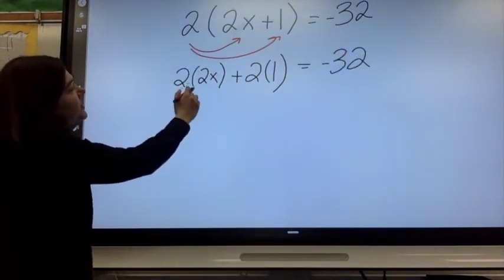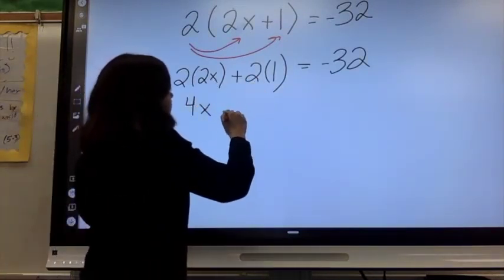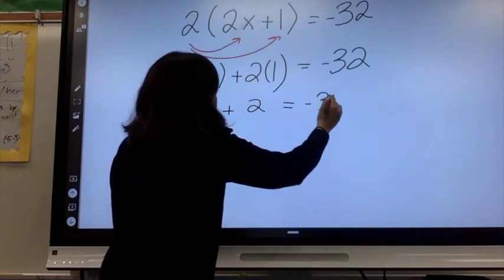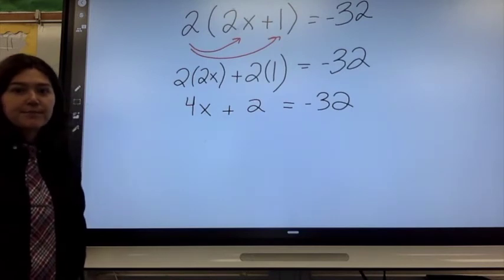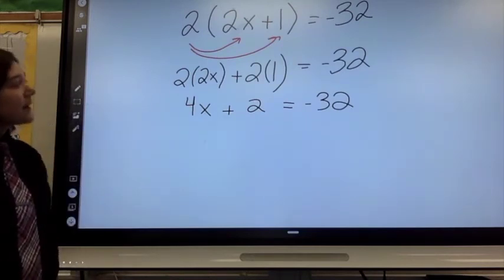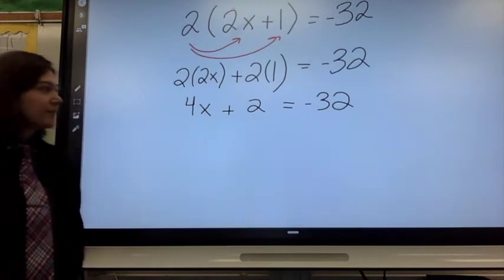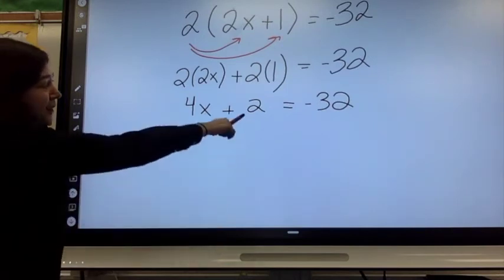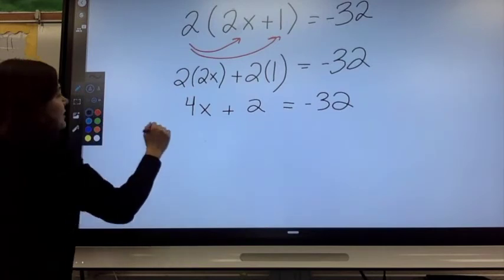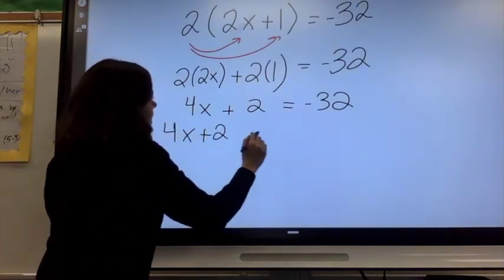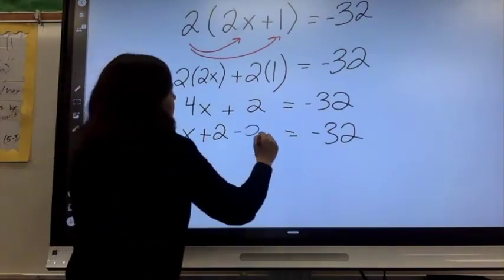All right, on this side, 2 times 2x is 4x. And 2 times 1 is 2. So I get 4x plus 2 equals -32. All right, from there, now I have my 2-step equation. So I'm going to solve my 2-step equation by undoing what's happening to the x. So how do I undo adding 2? I subtract 2. Great. So I'll rewrite 4x plus 2 equals -32. But then I will subtract 2 from both sides.